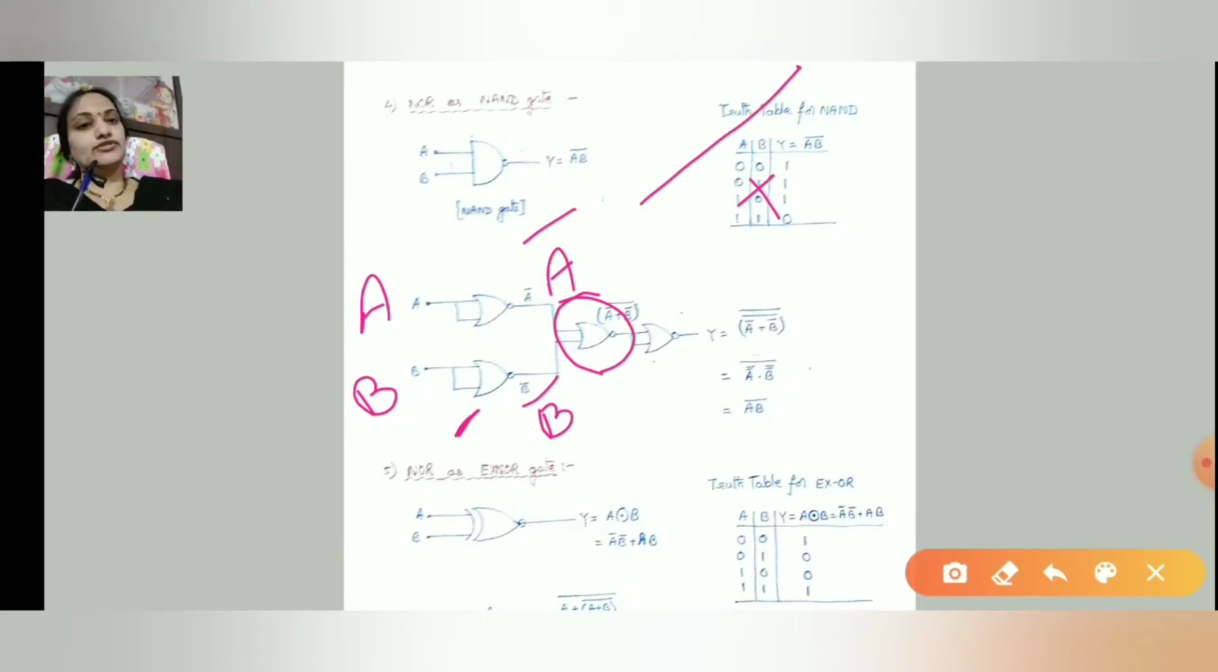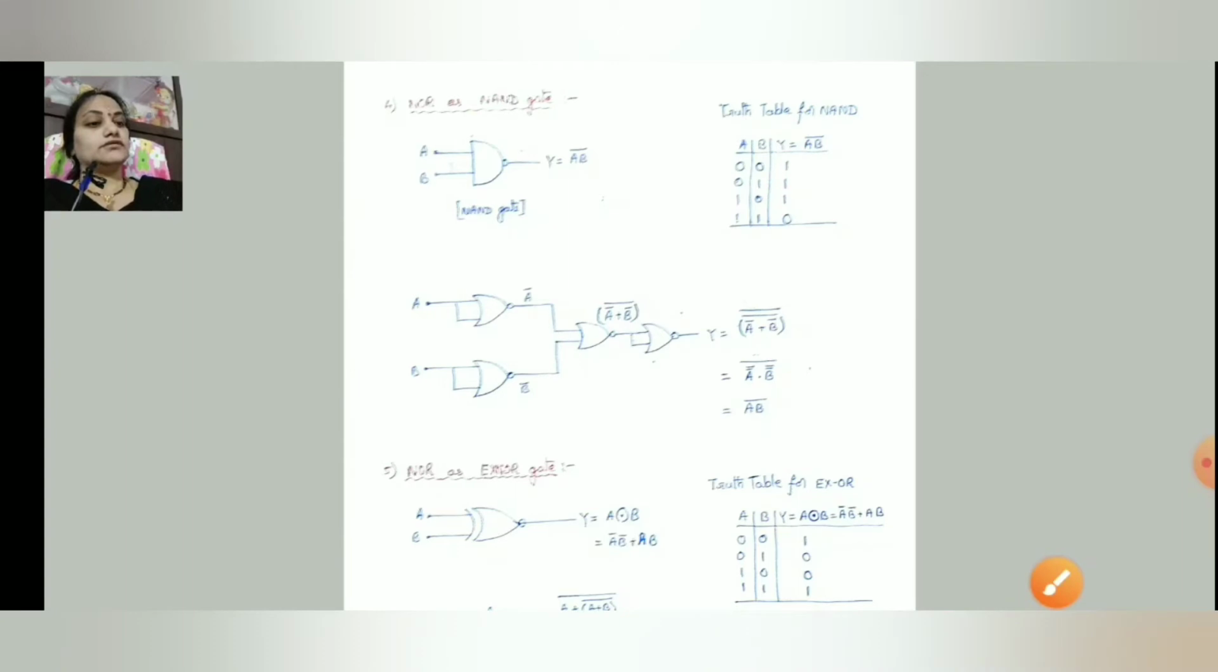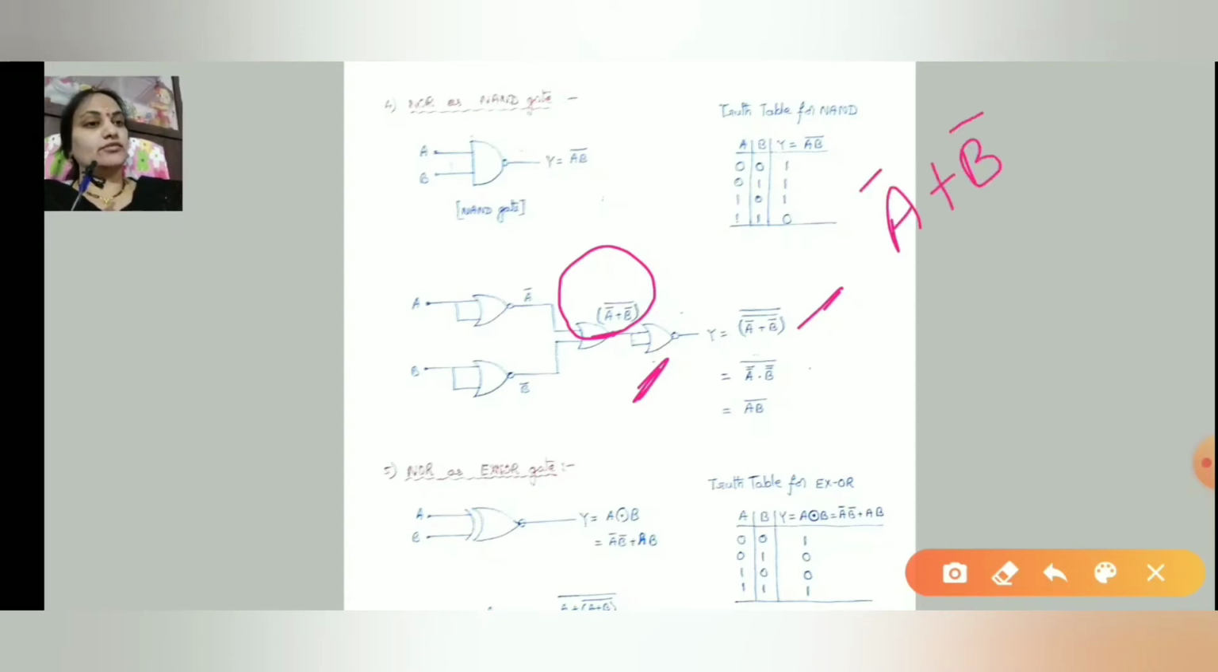Here the inputs are A complement and B complement. This is the expression for this gate. Right? Next, this output is again given to the inverter. Which means, what is the output? This one. That is A complement plus B complement.